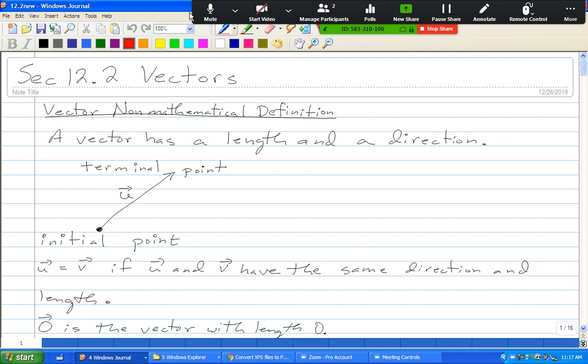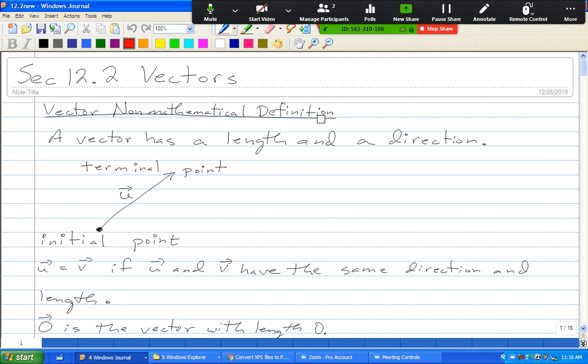Section 12.2, vectors. In this section, we're just going to be defining intuitively what we mean by a vector. We will be giving you a mathematical definition of vector in the next sections, but this will more or less be the idea of a vector that you get from, say, a course in physics or something. Okay, so section 12.2, vectors.